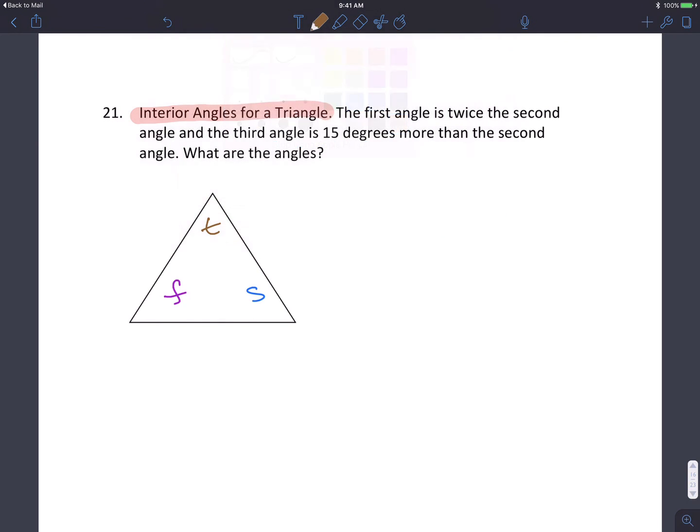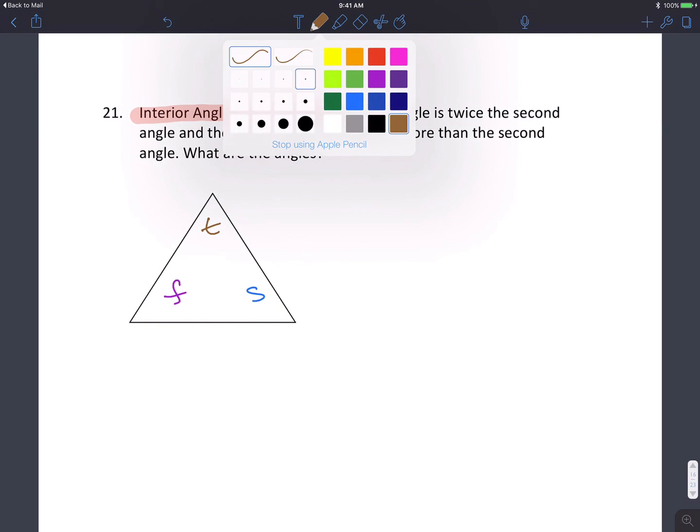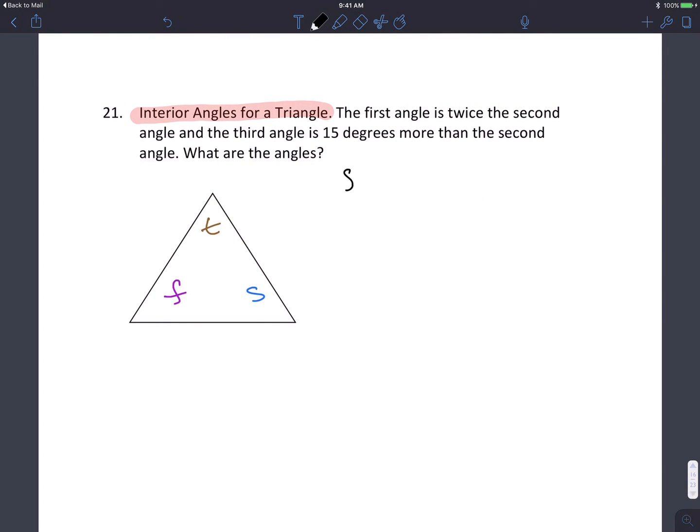Now what we know, since we're focusing on the interior angles, is that F plus T plus S is 180 degrees. First, well, let's go S and T, okay? Be consistent. First plus second plus third is 180. And we could just put 180. Okay.